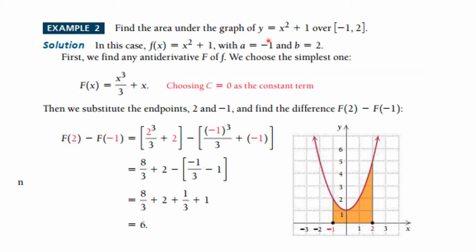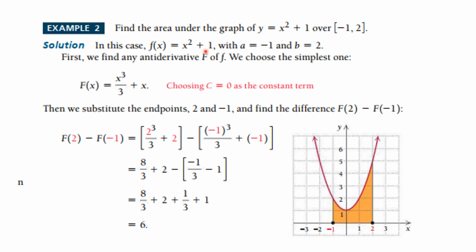Example 2. Find the area under the graph of y equals x squared plus 1 over the interval from minus 1 to 2. Here's the picture. Again, it's a positive function, and we're finding this area here that's shaded gold. Okay, in this case then, this is lowercase f of x is x squared plus 1. So if we integrate this, we're going to add 1 to the exponent, getting x cubed, and divide by the new exponent, which is 3. So that gives us, for capital F of x, x cubed over 3.